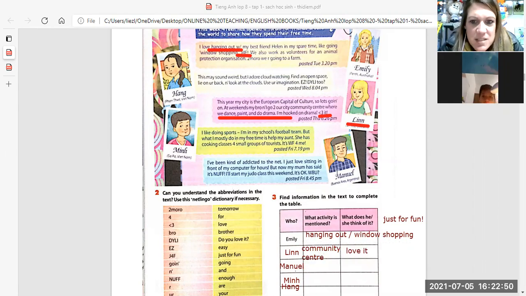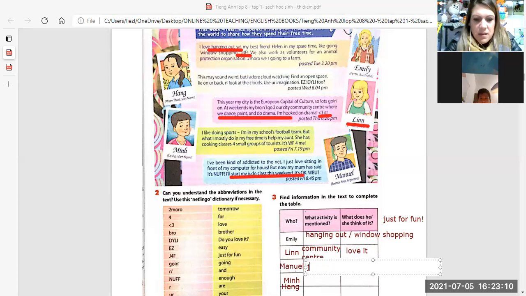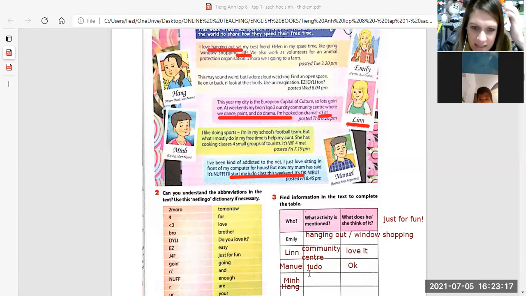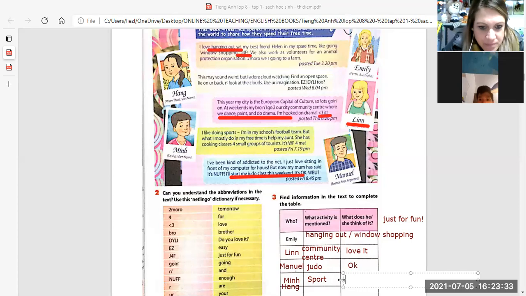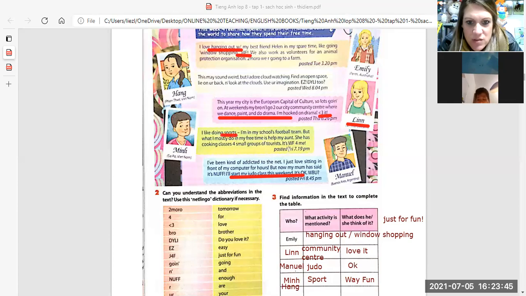Okay. What about Manuel? What does Manuel like to do? Sitting. I start my judo class. He's doing a judo class because he can't sit in front of the computer all the time. And he says it's okay. Men, what does Men like doing? I like doing sports. Sport, and what does he think about it? It's way fun. He likes to do sport and it's way fun for me.